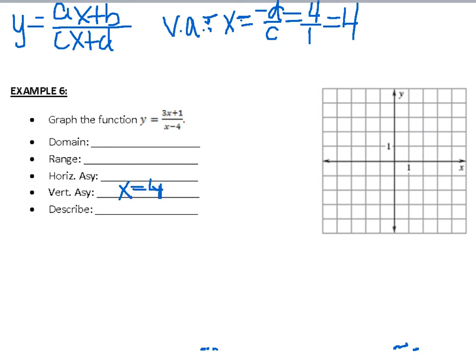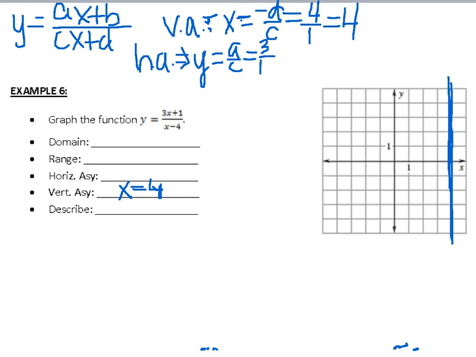So let's put that graph on here. X equals 4 is right here. There's my line, x equals 4. My horizontal asymptote, well, that's the line y equals a over c. So a is right here, it's 3. C is 1. So 3 over 1. So my horizontal asymptote is the line y equals 3. So my range, I can have all real numbers not equal to 3. And my domain is all real numbers not equal to 4. And let's graph our horizontal asymptote. That's the line y equals 3. So it comes right here.